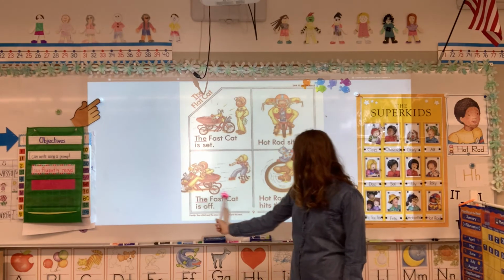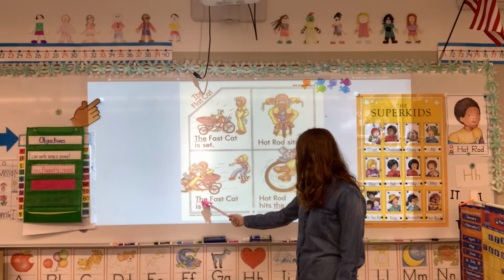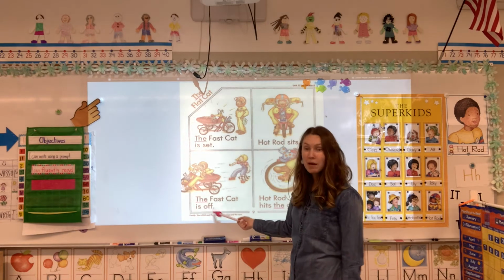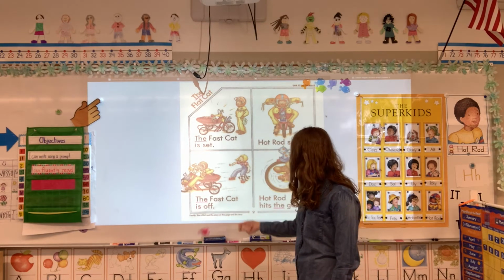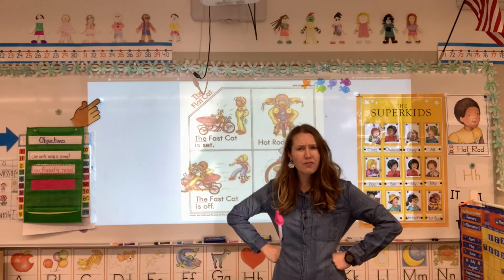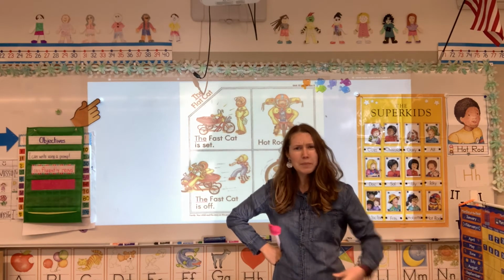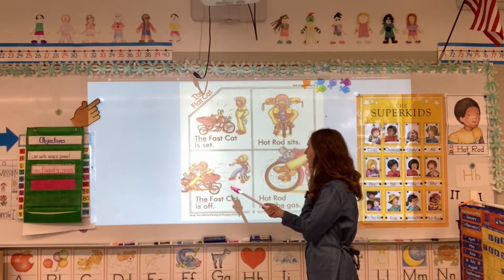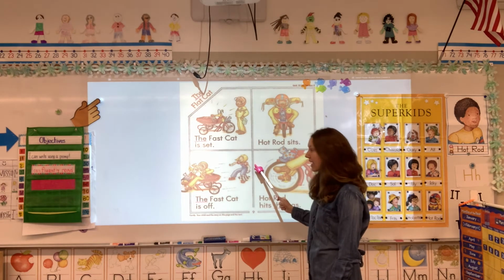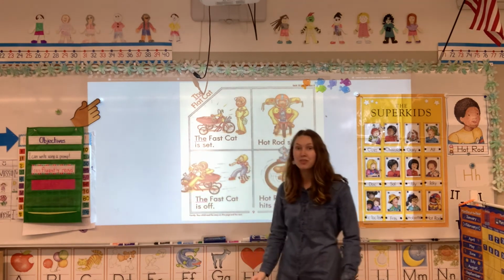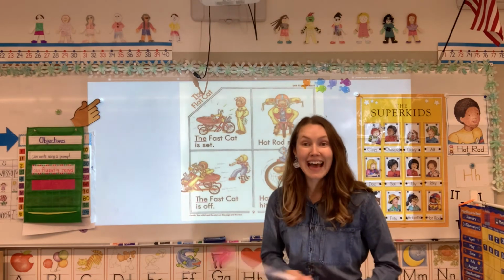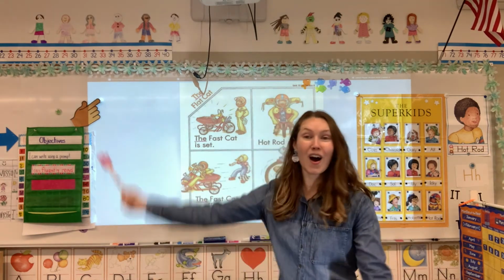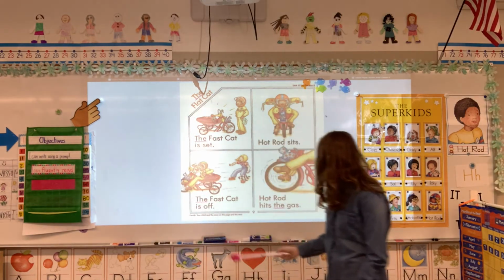Now we go down to the bottom and it says, the fast cat is off. Here's two more good memory words for us. Is off. What does that mean? Does that mean like turning something on and off? Let's look at the picture here. I see Doc has like a racing flag and I see some lines showing that he's driving. So what it means is that he started the race. He drove off. The fast cat is off. He's driving. So that's what that means.